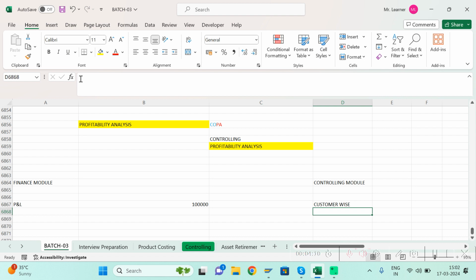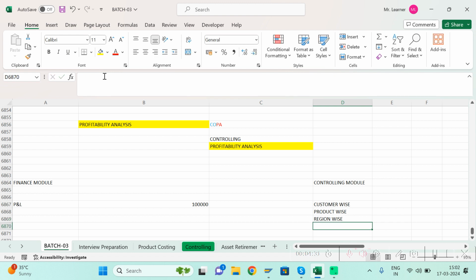You can analyze product-wise. If you have many products, you can understand which product is contributing more profit. You can analyze region-wise. I mean, you can analyze by any characteristics.